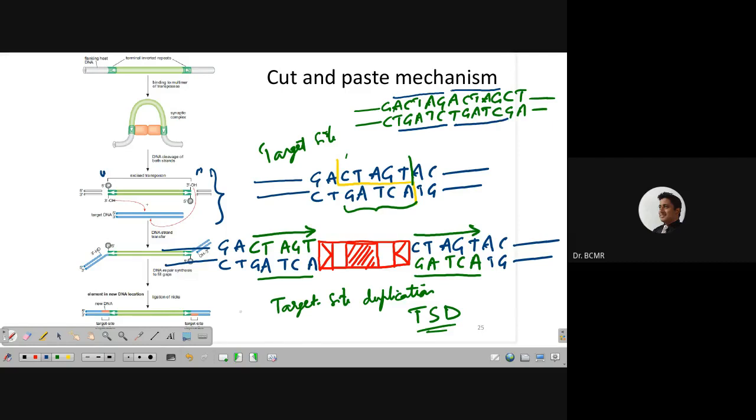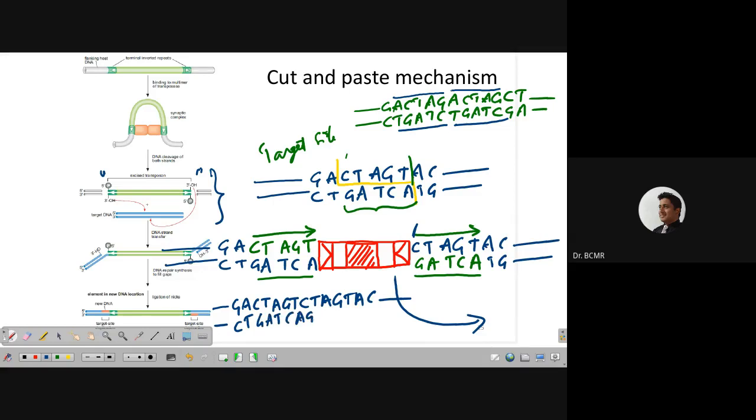Now why I'm asking this question is, say for example, if the transposon should move out from this location to somewhere else, by using the cut and paste method, what would happen to these two sites? What would happen? It will come together, so GACTAGT, and then you have again this part, right? It will be CTAGTAC. That is what will happen after the transposon moves out from this location to a different location.